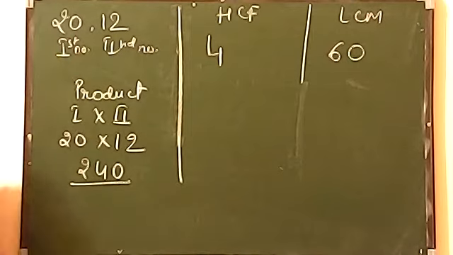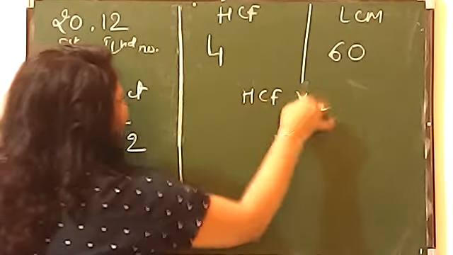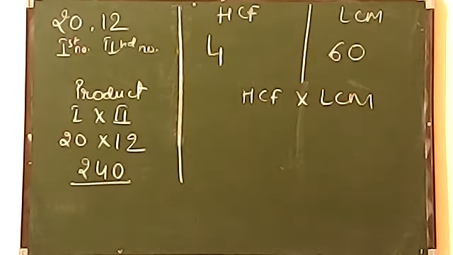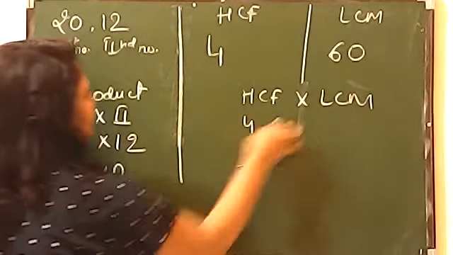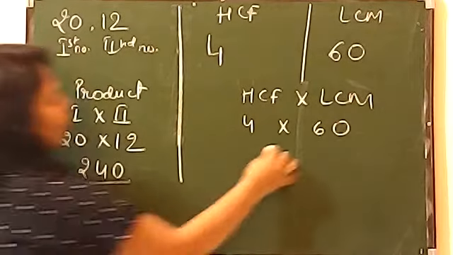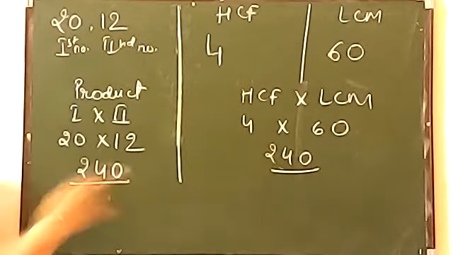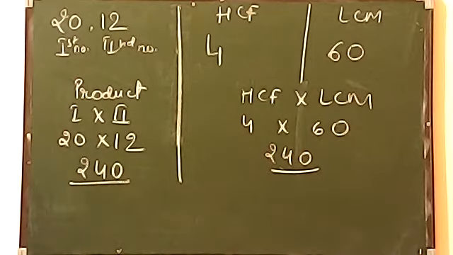And when you talk about SCF and LCM, SCF multiplied by LCM, tell me what will come? If you multiply SCF by the LCM of both, 4 into 60. 4 into 60 means 240. Now see. Are they giving the same to you?